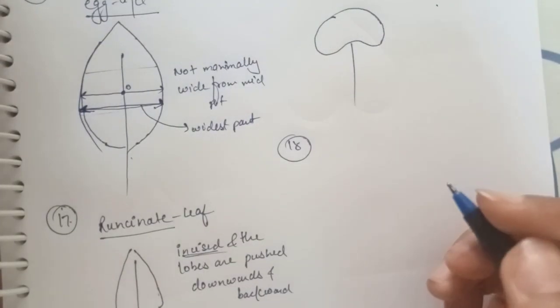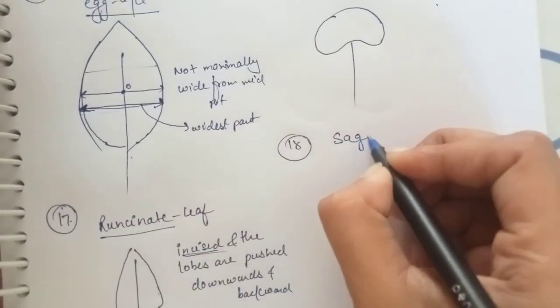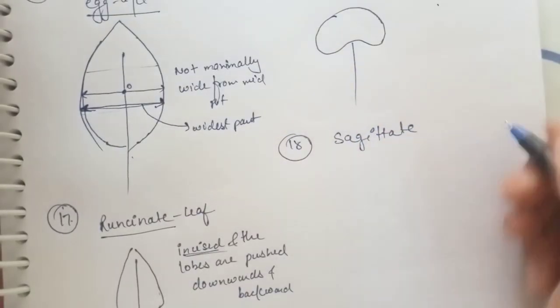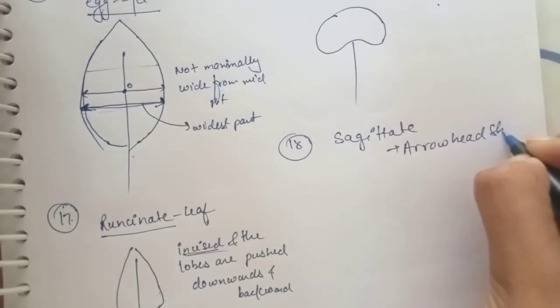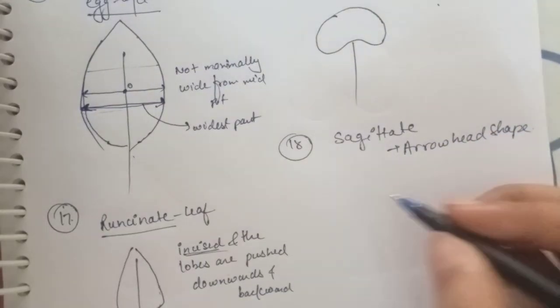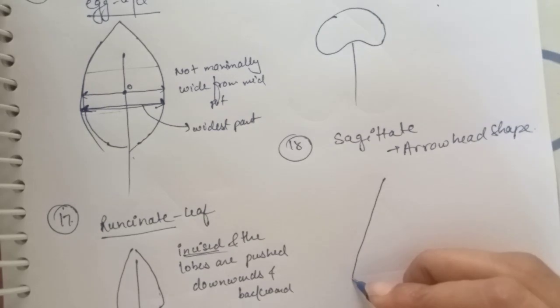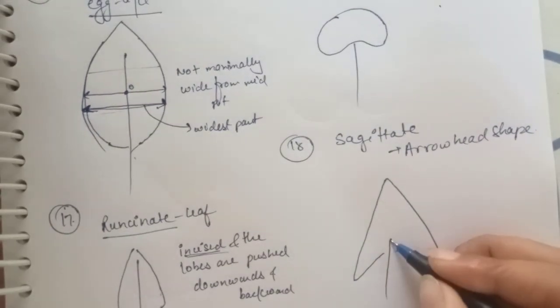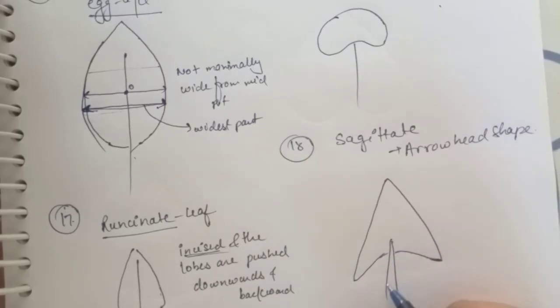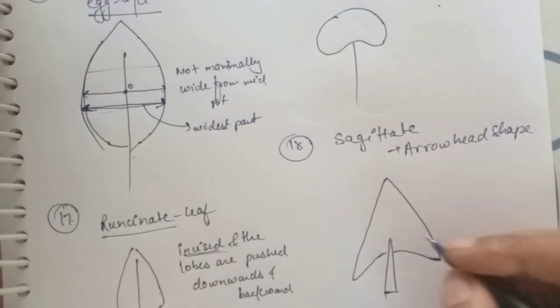The next shape of the leaf we are going to deal with is sagittate. Sagittate is a simple leaf. It is an arrowhead shaped leaf. Like how does an arrowhead look? Simple. This kind of leaf is known as arrowhead, sagittate leaf.